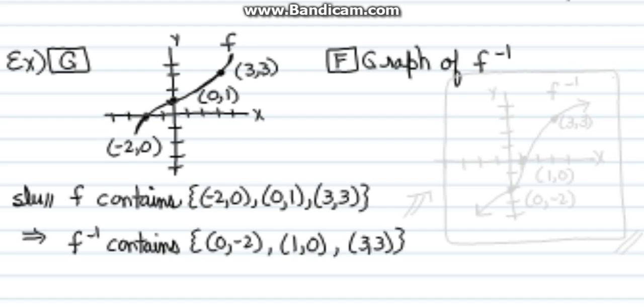So the (x, y) in f becomes the (y, x) in f inverse. So you just switch the position of the x's and y's, and you come up with three points that will be in the graph of your new function, the function f inverse. And that'll help us get in a situation where we can see basically what the picture is going to look like.